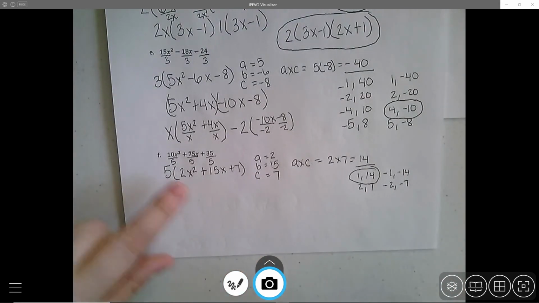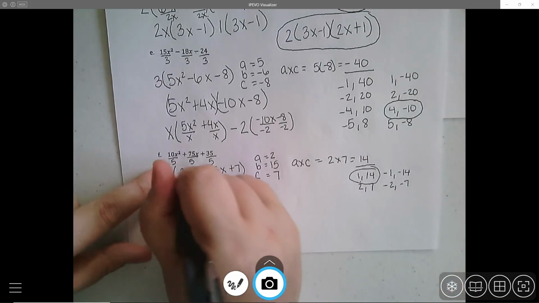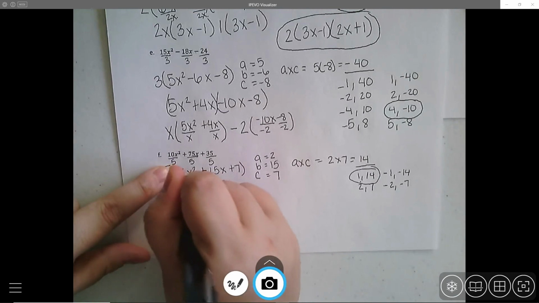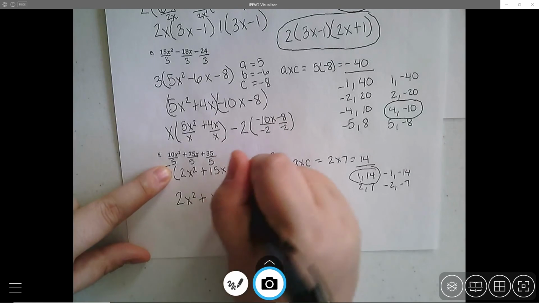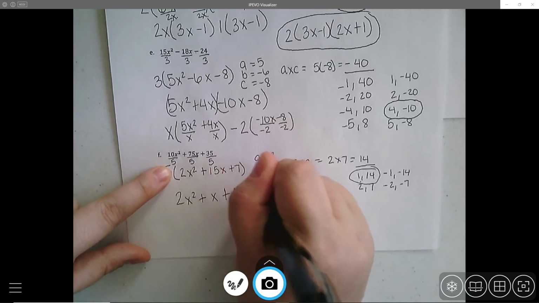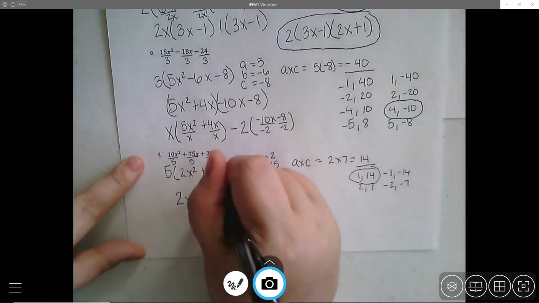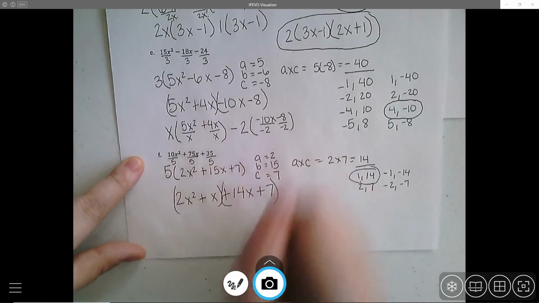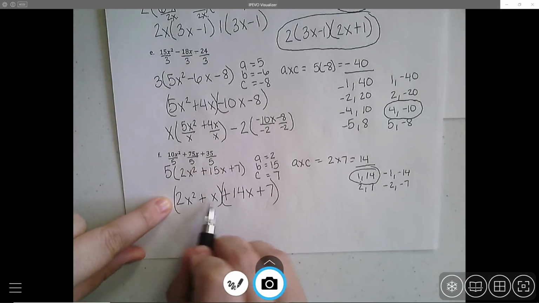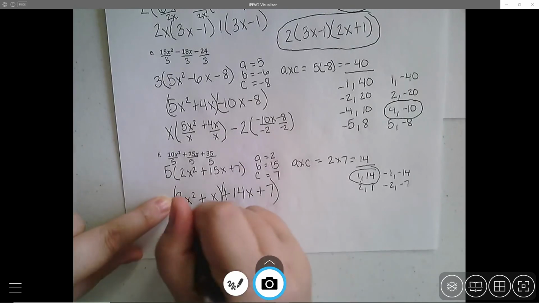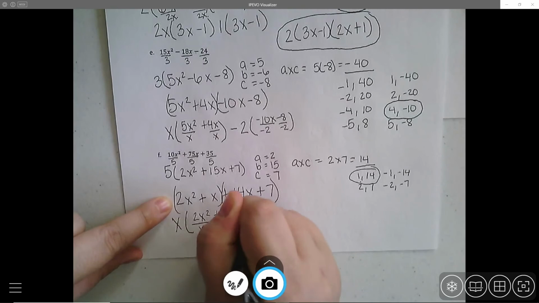So now, I'm going to rewrite my 15x as a 1x and a 14x. So I'm ignoring this GCF and I'm going to say 2x squared plus 1x, which I'm going to just write as x, plus 14x plus 7. There's my 1x and my 14x. First two, last two. Okay, GCF out of 2x squared plus x is an x. So I take 2x squared plus x. I'm going to divide everything by an x.